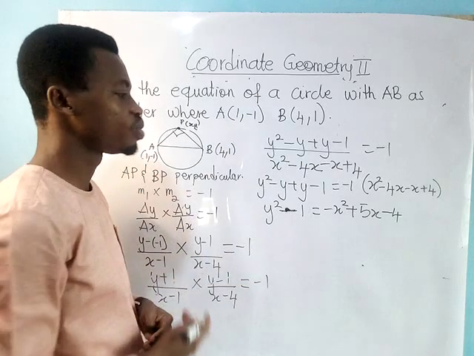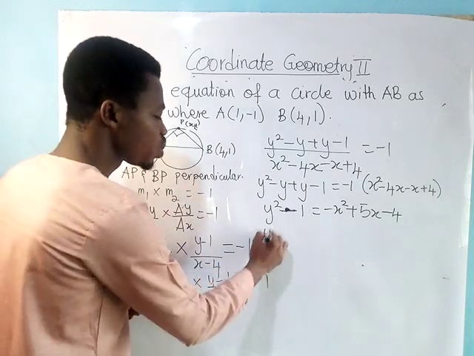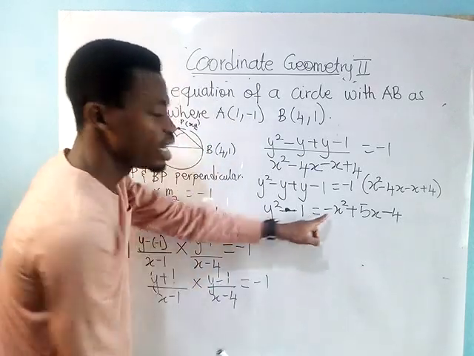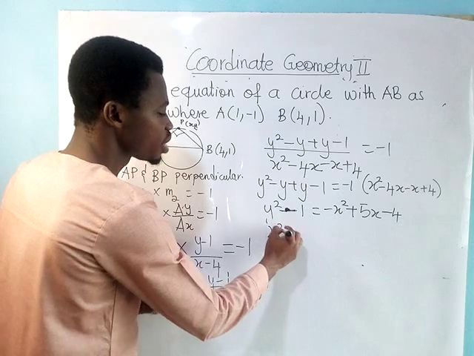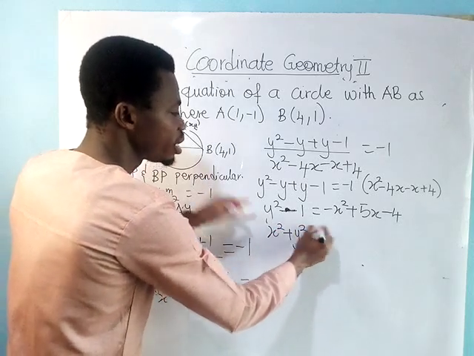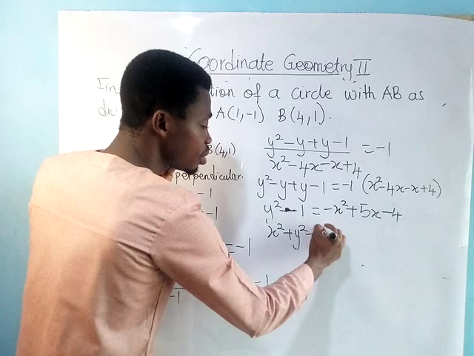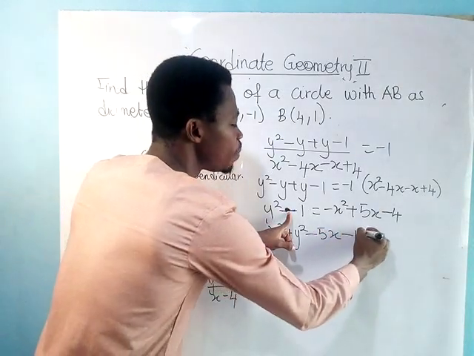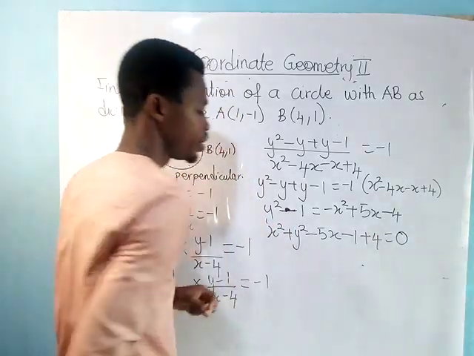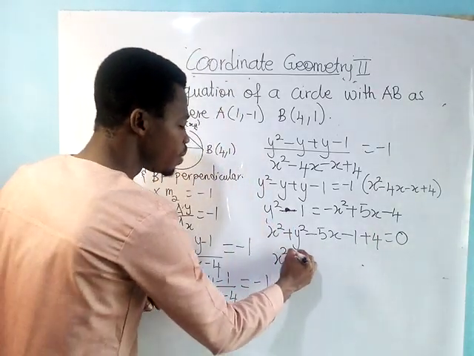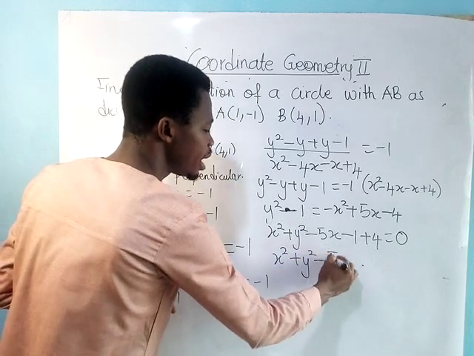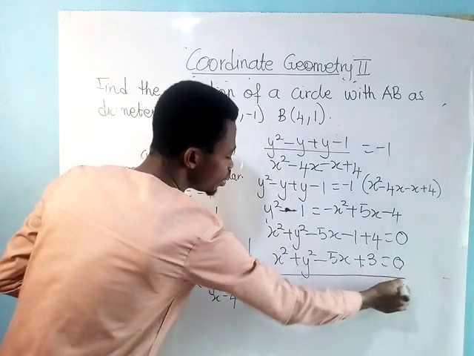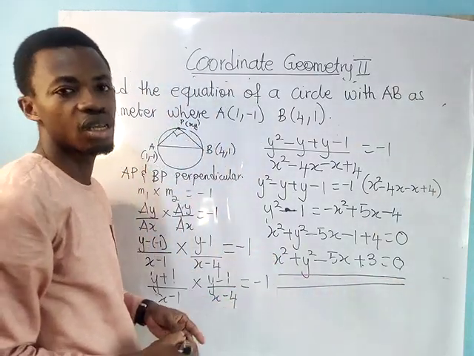Now, let's group the terms. Let's even bring the x squared first. So negative x squared becomes positive x squared, plus y squared, plus 5x becomes minus 5x. We already have negative 1, then plus 4 is equal to 0. We have x squared plus y squared minus 5x plus 3 giving us 0. And this becomes the equation of the circle.